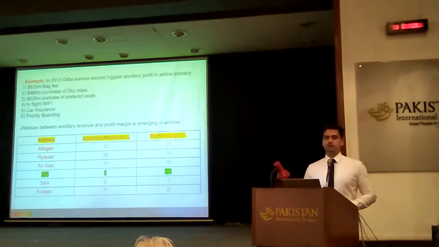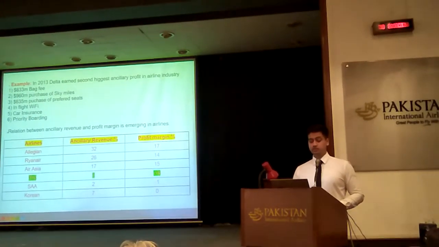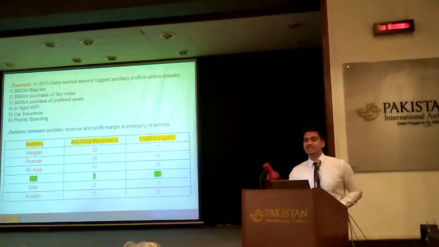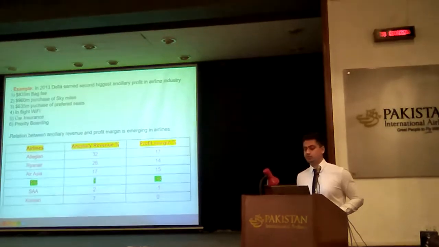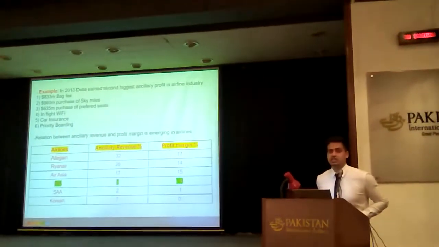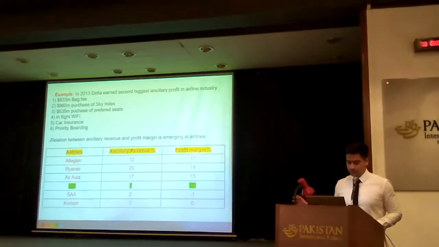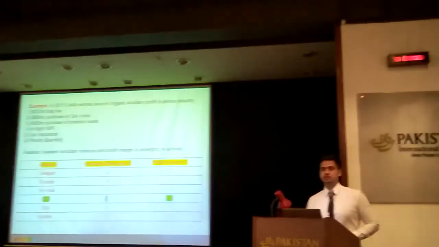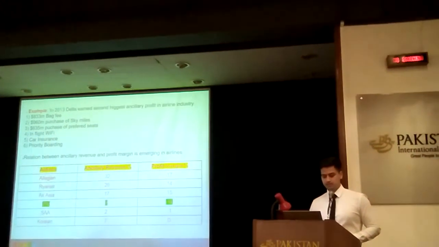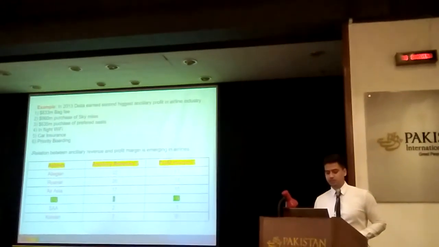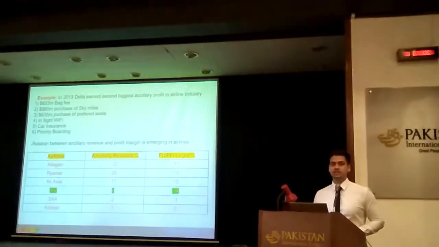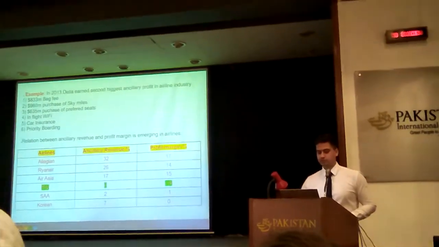Just to give an example for ancillary revenue, in 2013, Delta earned the second highest ancillary revenue in the airline industry. Just to quote some figures, they earned $830 million from just bag fees, $960 million from purchase of SkyMiles, which is the reward miles, and $635 million from purchase of preferred seats.